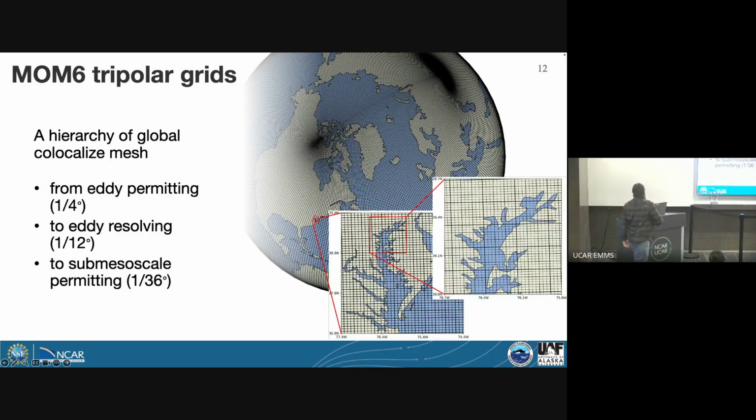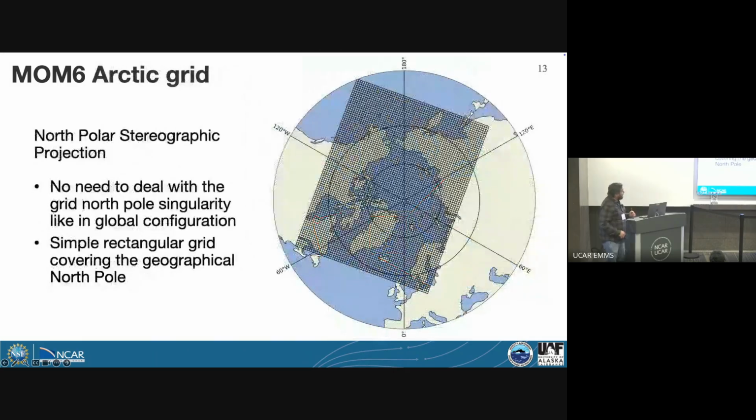That's one of the reasons why sometimes it can be better to use your own custom grid. For example, if you are interested in building a model at high latitude, then you can use a North Polar stereographic projection, and then you have a simple rectangular grid that will cover the North Pole, but doesn't have the grid singularity that we have in a global configuration.